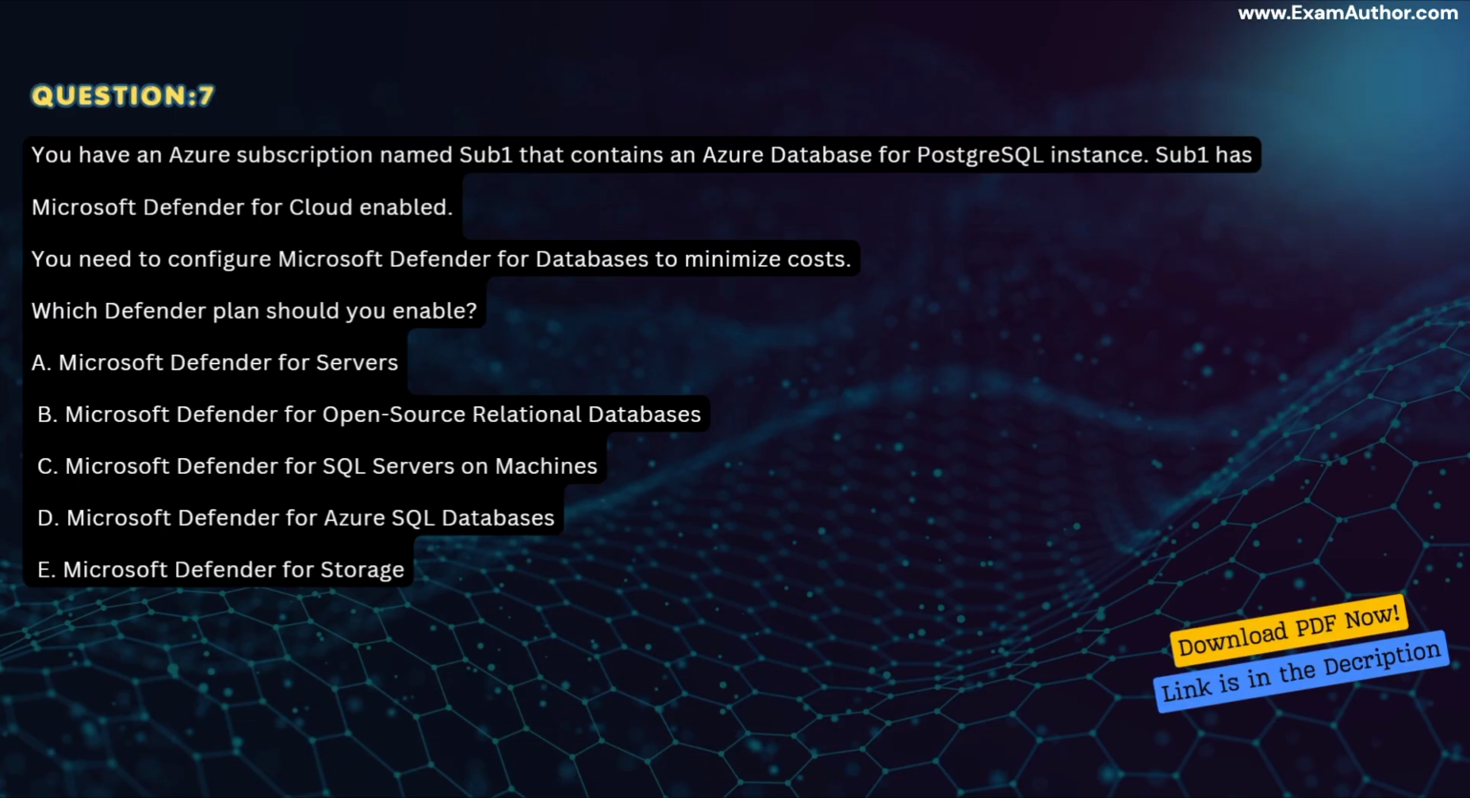Question 7. You have an Azure subscription named Sub 1 that contains an Azure Database for PostgreSQL instance. Sub 1 has Microsoft Defender for Cloud enabled. You need to configure Microsoft Defender for databases to minimize costs. Which Defender plan should you enable?